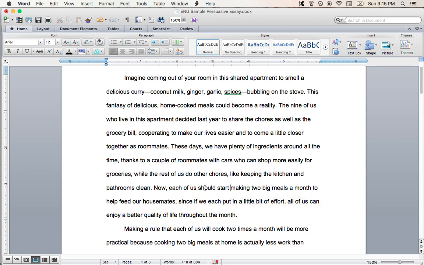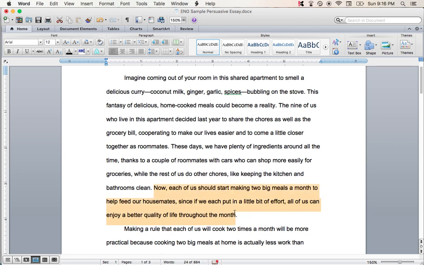Now, notice that this isn't a super complicated plan, right? It's basically just making 2 big meals a month to help feed our housemates. This is a 5-paragraph essay. It's a pretty short essay, and you don't have enough room to give a really big, complicated plan. Your plan shouldn't have a lot of different parts. It should be easy to quickly summarize in a phrase like this, and you should still have room to put in the reason why you should make this change within one sentence, okay?